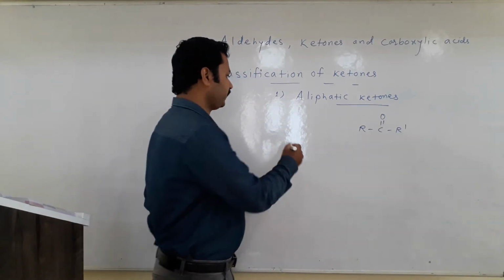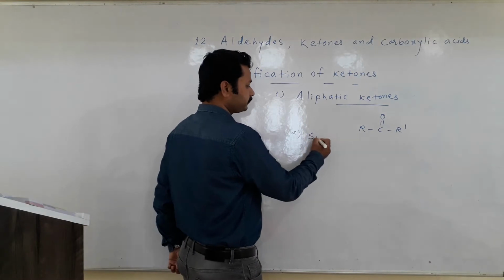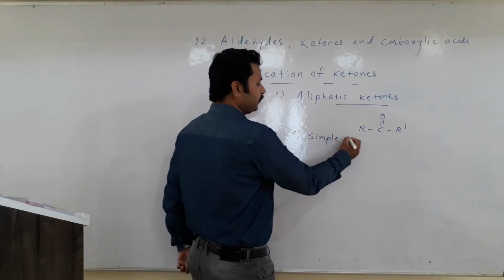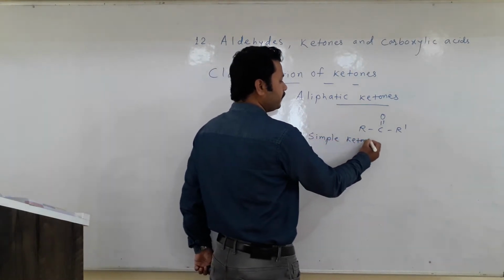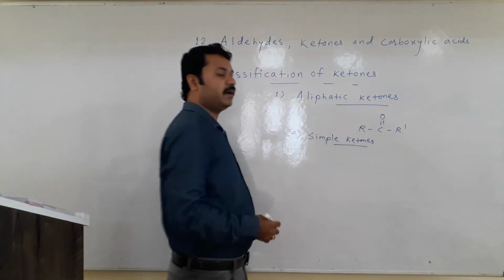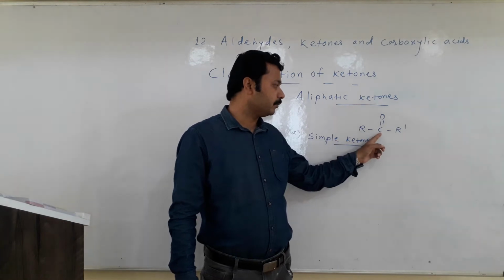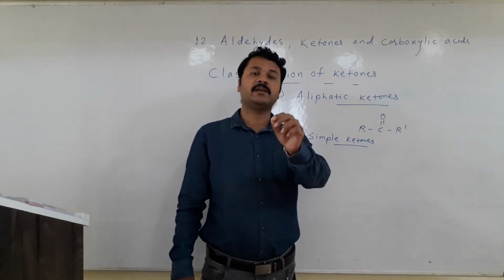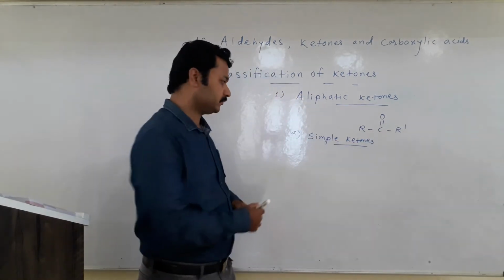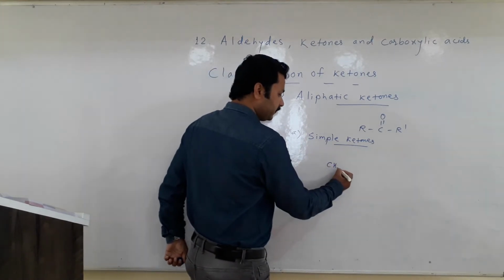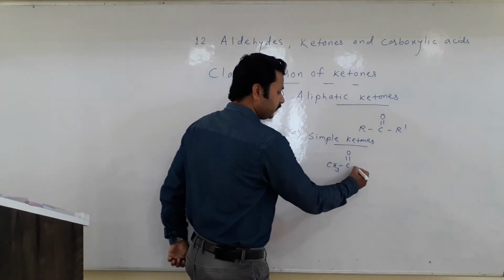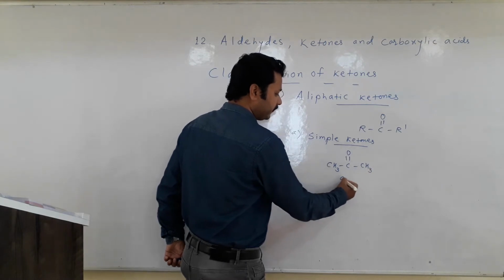Simple ketone means in which carbonyl group is attached to same alkyl groups. In simple ketones, this carbonyl group is attached to same alkyl groups. For example, CH3COCH3. It is called acetone.